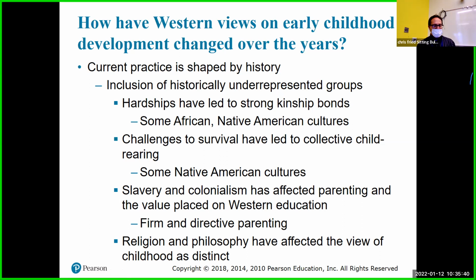So again, talking about slavery and colonialism, affecting parenting and the value placed on Western education. So obviously very different in terms of the Western view when we start talking about what schooling should look like, what early childhood should look like. There's definitely that firm directive parenting. You need to do this, this is how you do it, just teach, do. Whereas some of our other minority or underrepresented cultures are more of a non-directive approach, right? Allow the child to experience it, let them try to figure it out themselves, and then if they make a mistake or do something, then we interject.